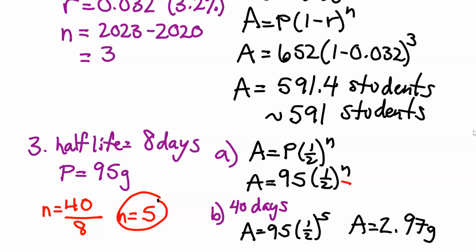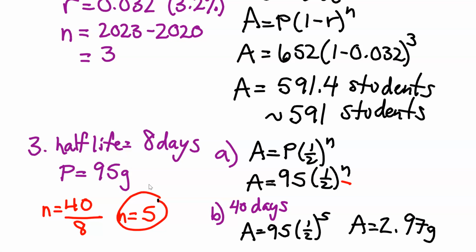The next question, question 3 from your assignment, was about iodine 131, which is just a radioactive material. The question tells you that the half-life is 8 days. So it takes 8 days for it to become half of what it originally was. If you had 100 grams of it, in 8 days you would have 50. In 8 more days you'd have 25.